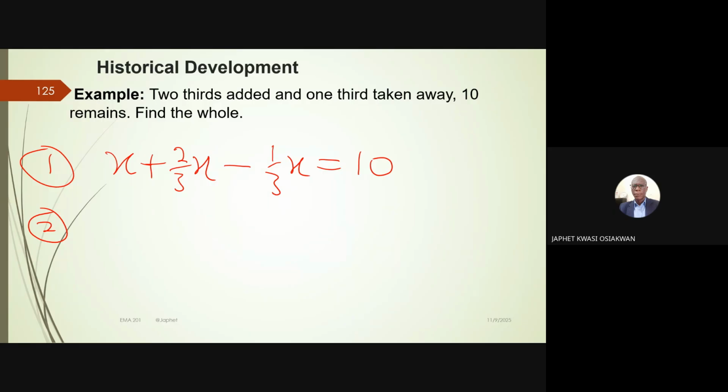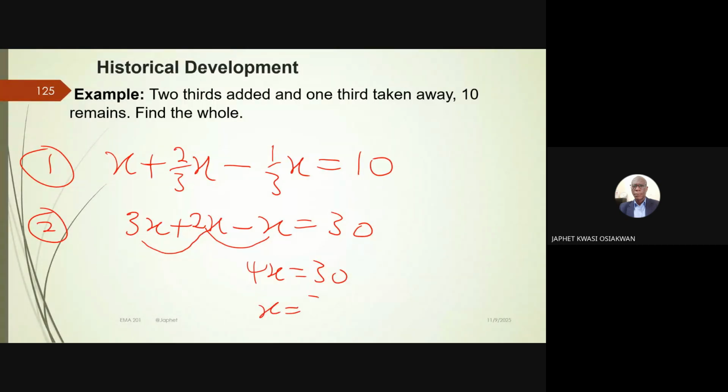Okay, so can you help me solve this? Let's solve it. What do we have on the screen? What do we get? So when we multiply through by 3, I think I have 3x plus 2x minus x is equal to 30. When I multiply through by 3, is that it? So this plus this is 5x, 5x minus this, that's 4x is equal to 30. So x will be equal to 30 divided by 4. Is that it?